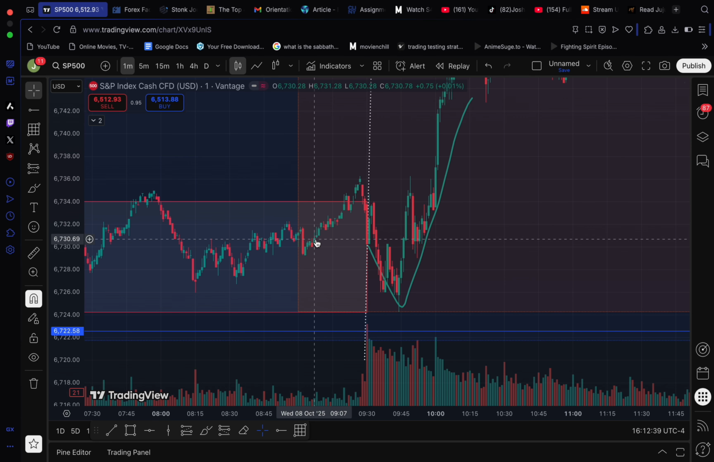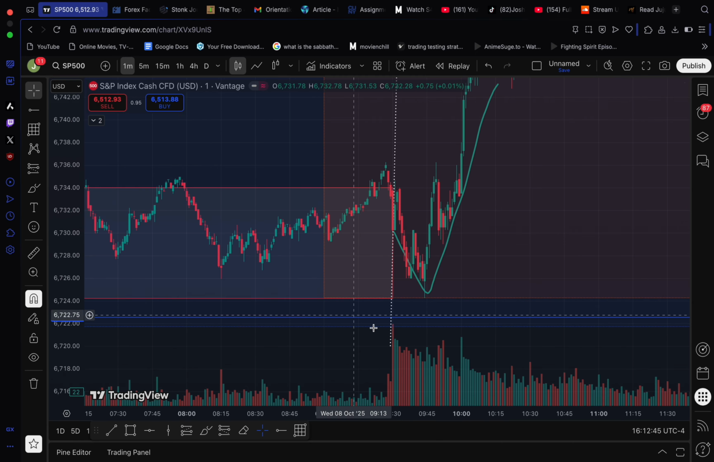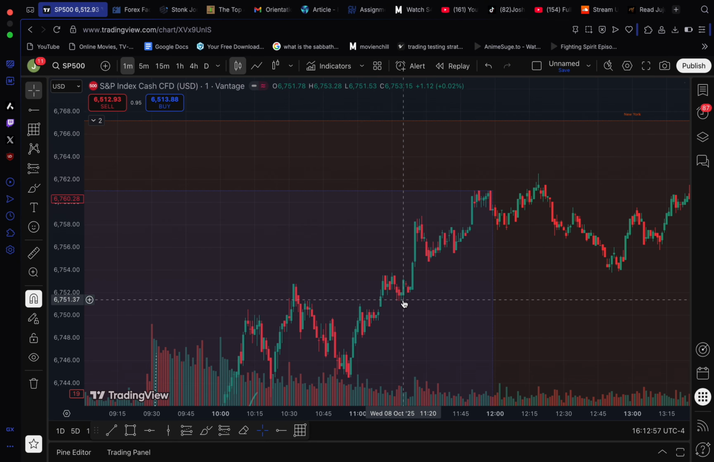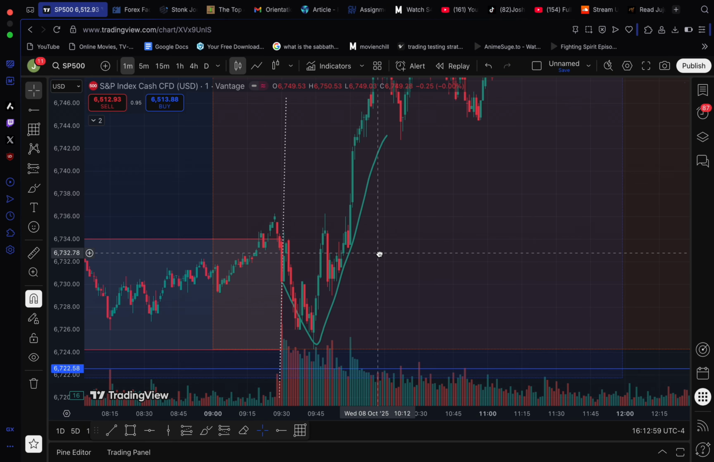Continue consolidation. What am I expecting in the new session? A manipulation. And what happened after? A continuation. No, a reversal. Sorry, a reversal. So it manipulated. Everyone thought it was going to go down, but then what happened? It just steamed all the way up. It just boomed all the way up.